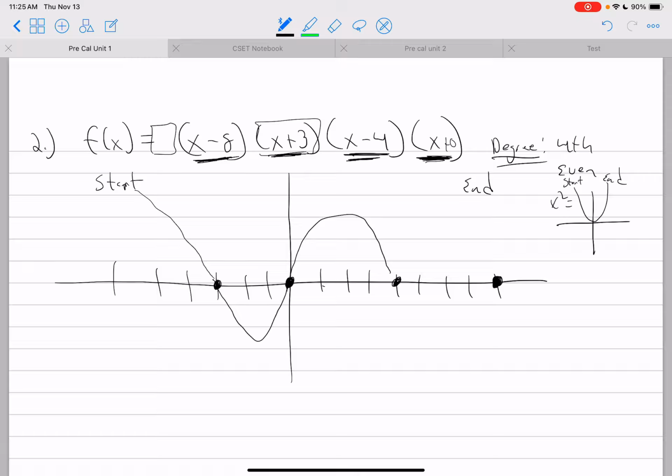Now I'm going to hit this root right here, x minus 4. That one is single, so I'm going to go through. And then I'm going to come back, and this is the x minus 8. There is the double. Boom. Go through there. All done. Start at the top, end at the top. That's what evens should do. All right.